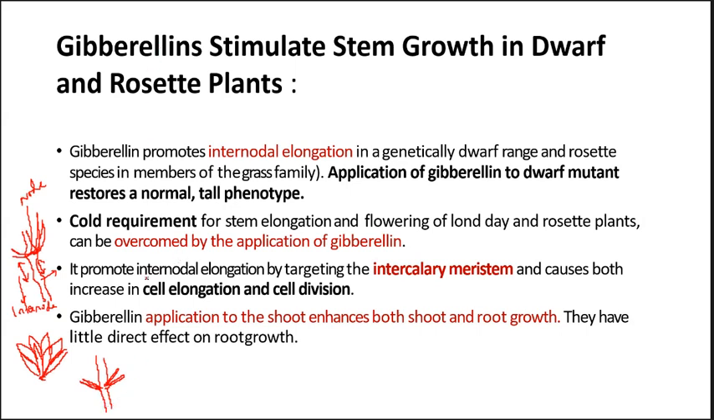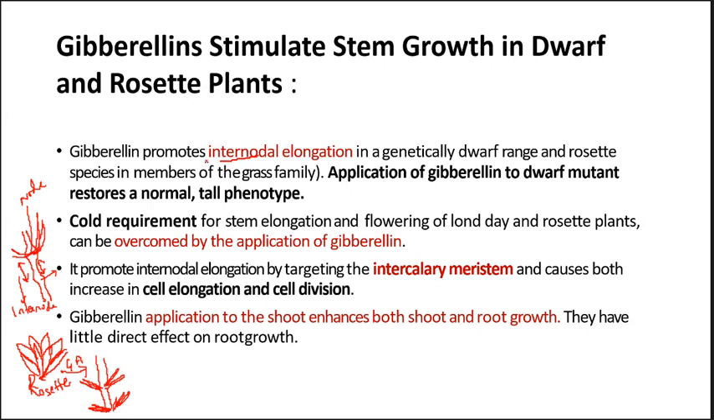So when gibberellin is applied to the rosette plants, then what happens? They show the internode elongation like this. The condition becomes like this. They show the internode elongation. Initially there was no internode in rosette plants. Then after the application of gibberellin, they show the internodal elongation.